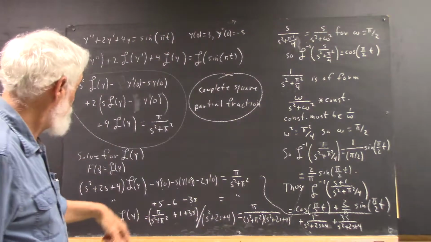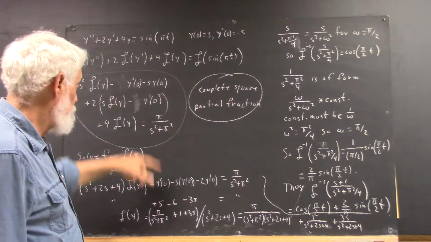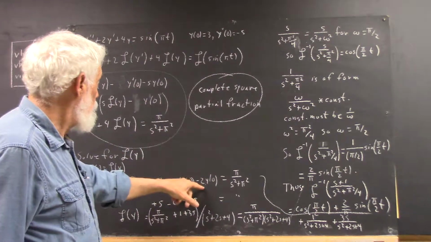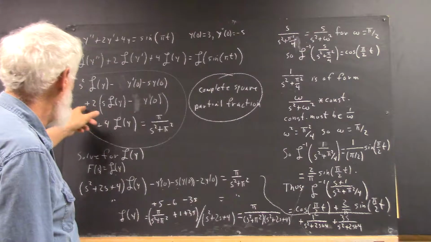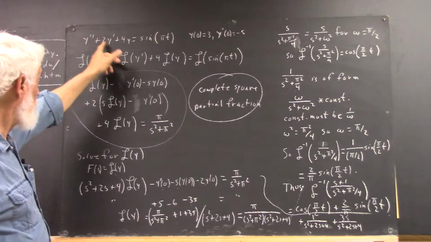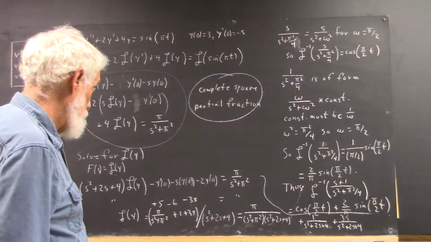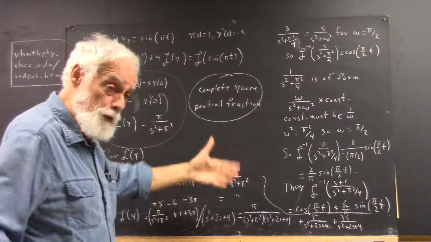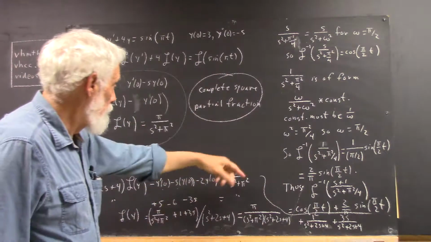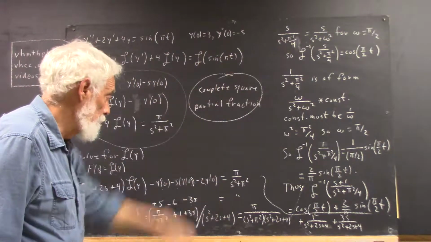That was easy. And then we have our minus y prime of 0 there, and minus s y of 0, and minus 2y of 0, because remember that this y of 0 has a factor of 2 out in front because of the 2 that we had here and here. Okay? So there it is. I just wrote it out carefully, and now we'll try to sort it out. And of course, on the right-hand side, we have the Laplace transform of the sine of pi t.